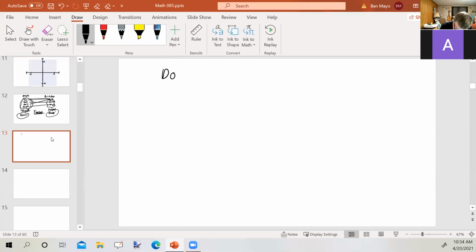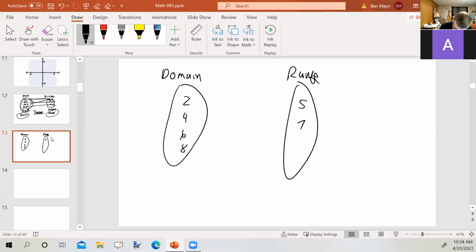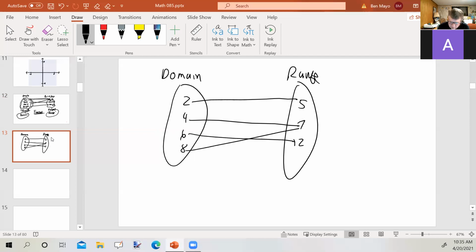So let's say the domain, we have the values 2, 4, 6, and 8. And in the range, we have the values 5, 7, 12. And okay, let's say 2 goes to 5, 4 goes to 7, 6 goes to 12, and 8 goes to 7. So each value of the domain goes to exactly one value of the range. Again, we can have 2 values in the domain going to exactly the same value in the range. Each value in the domain goes to exactly one value in the range.